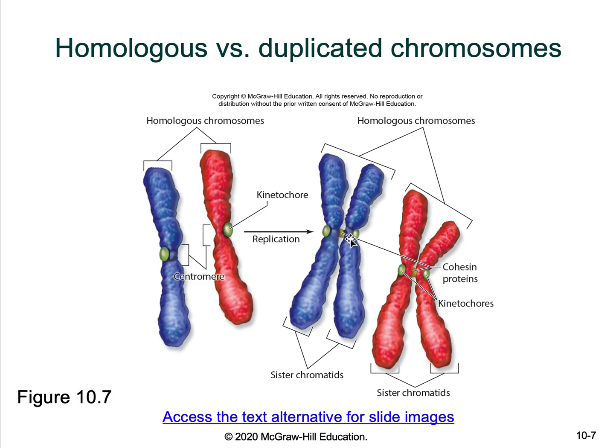The way that they're attached to each other is here in the center. They have the kinetochores, which are proteins that help them stay connected. Also, if you have two chromosomes like this, we tend to refer to them as sister chromatids.